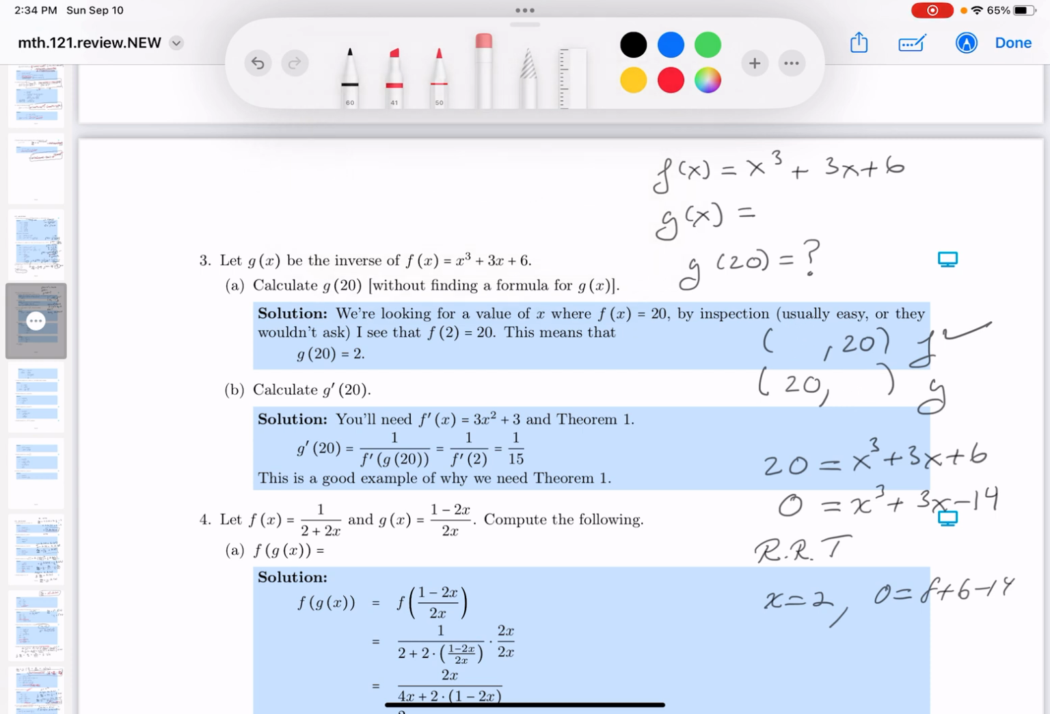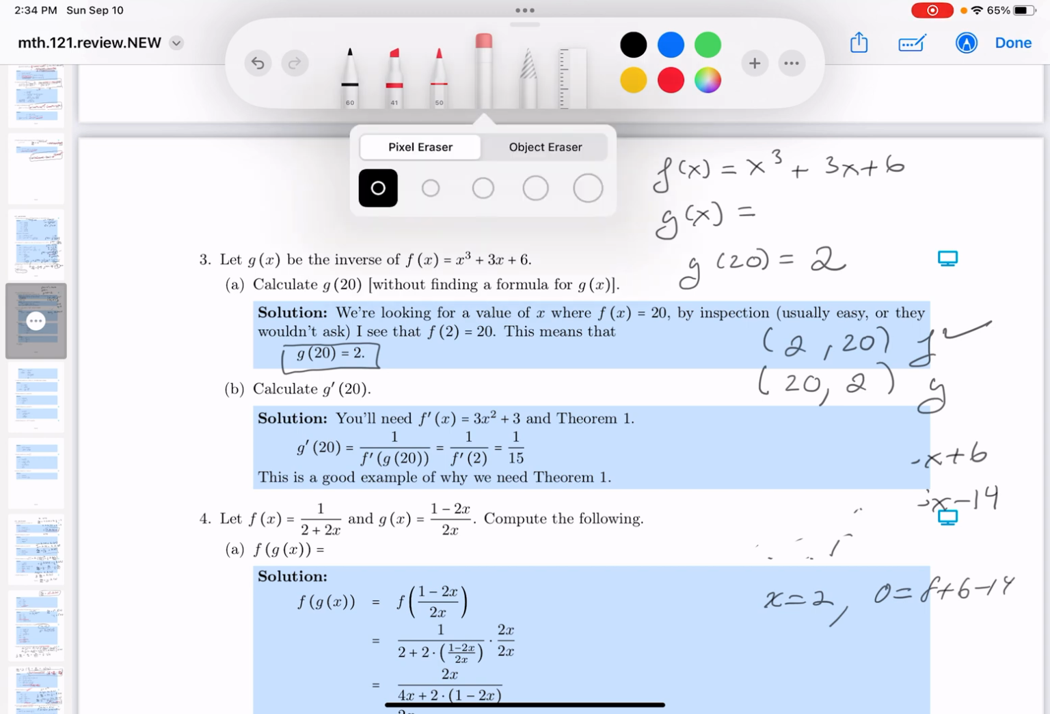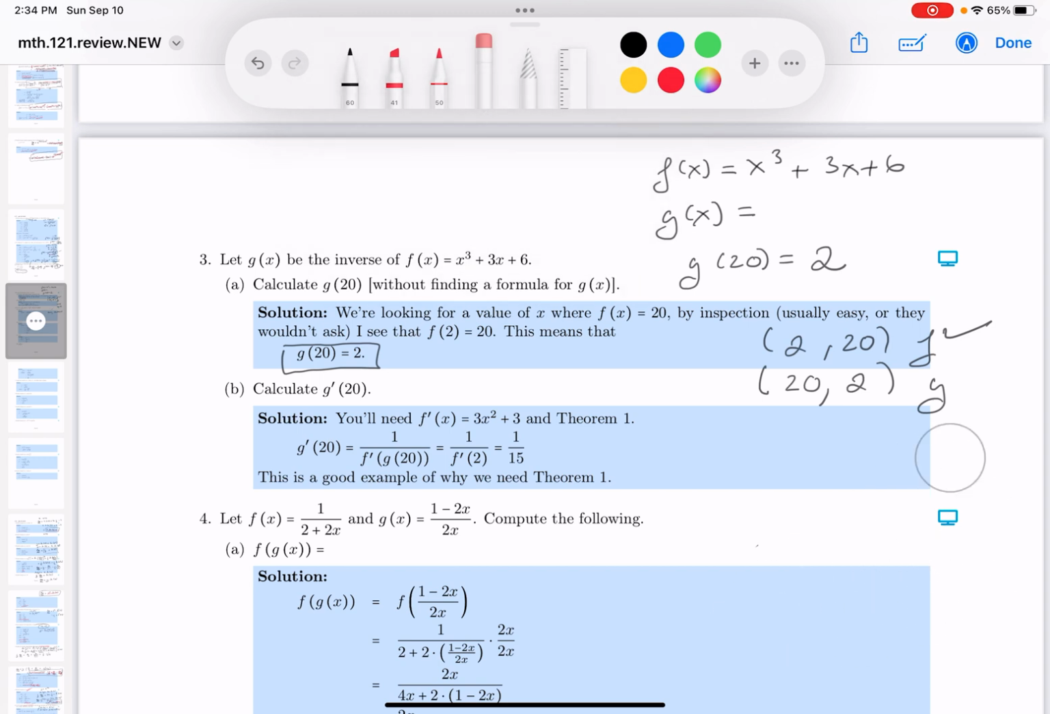Then we'll check the key. Let me get my eraser out again. And again, by using what I knew about inverses and the rational root theorem, I'm saying g of 20 is 2. I'll put this over here. I got that one right. And let me just erase my work over here. I'm kind of done with this business, and I want to go to the next question.